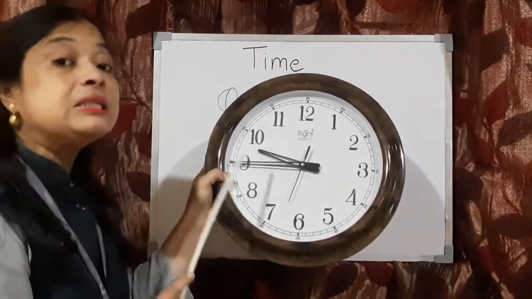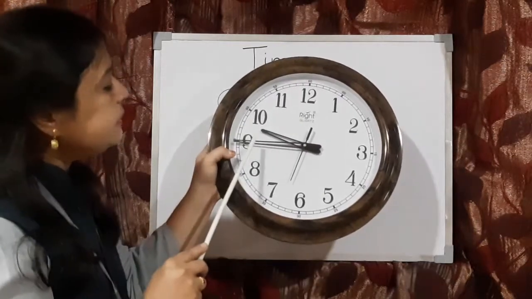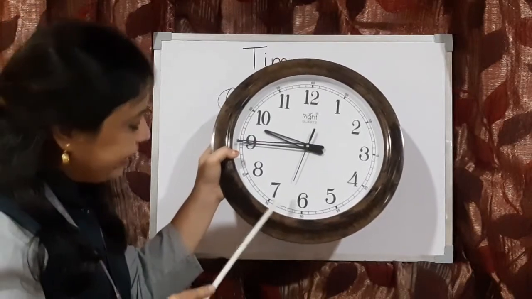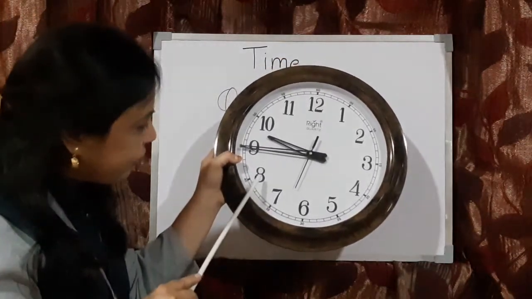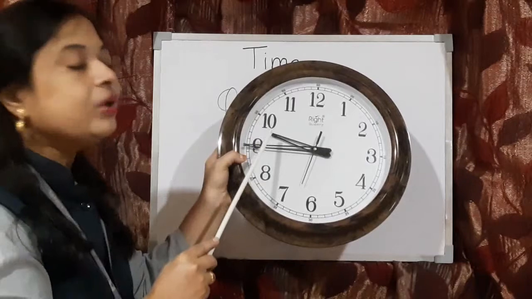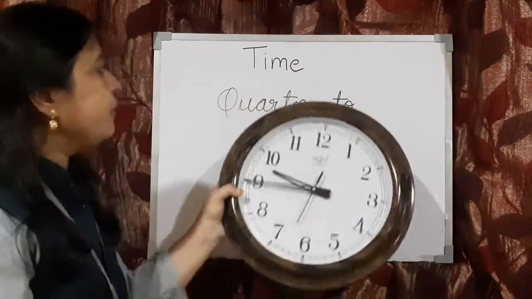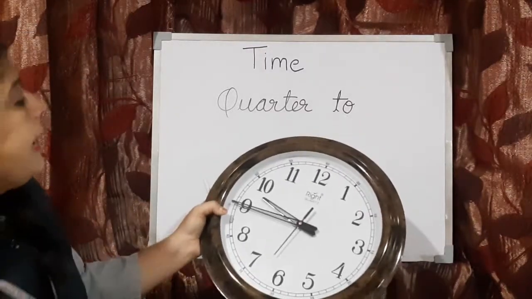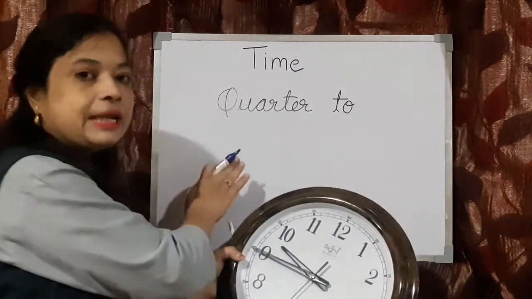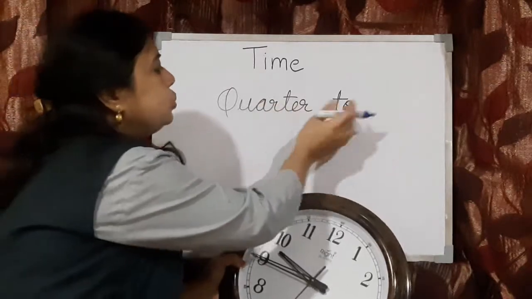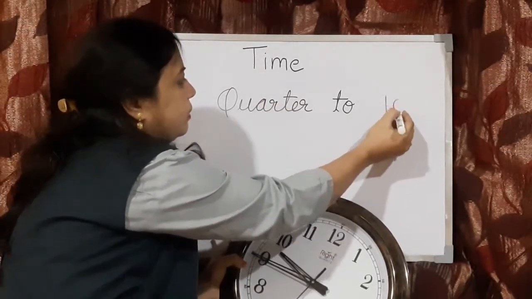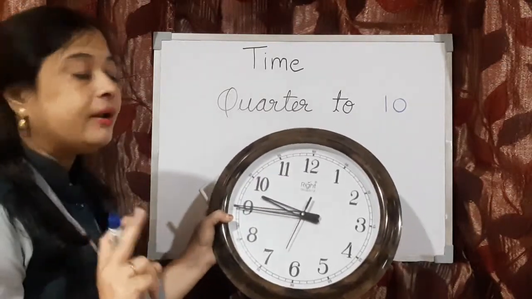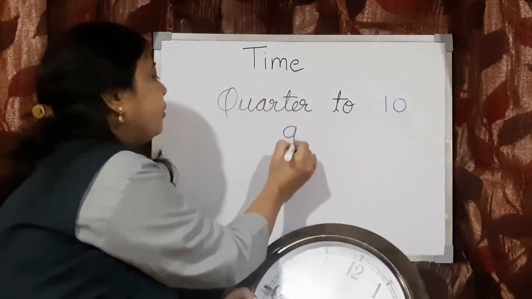The timing is 9:45. Because when the big hand is on 6 number, it was 9:30. When it comes to 7, 35, 40 and here 45 comes. So the timing is 9:45. But what we will write down in a sentence, I had already explained that in a sentence we will write down quarter to 10. We will write down quarter to 10. But digitally when we are writing, we will write down 9:45.